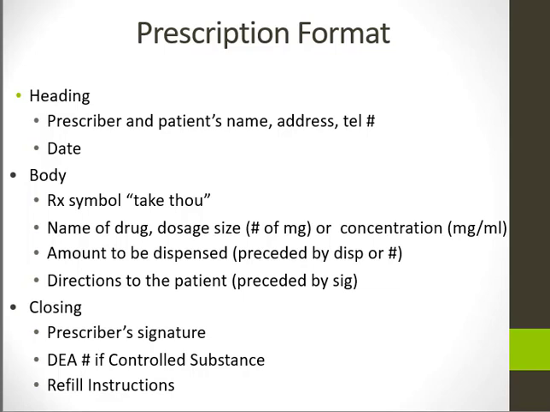The body, or the meat of the prescription, you'll see the RX symbol, and RX means take thou. The name of the drug, the dosage size, so number of milligrams or concentration, milligrams per milliliter, the amount to be dispensed, and usually you'll see either DISP or the number sign, and directions to the patient preceded by SIG. So it will say SIG, and those are the directions to the patient. And in the closing, the prescriber signature, the DEA number if it's a controlled substance, and refill instructions.